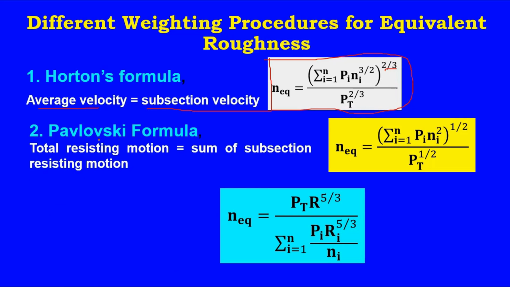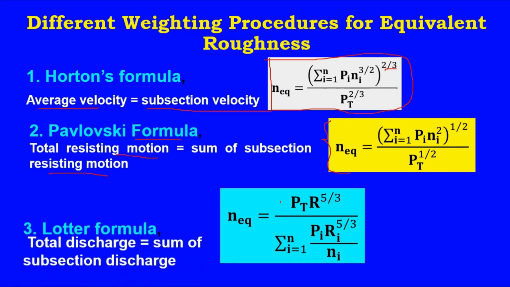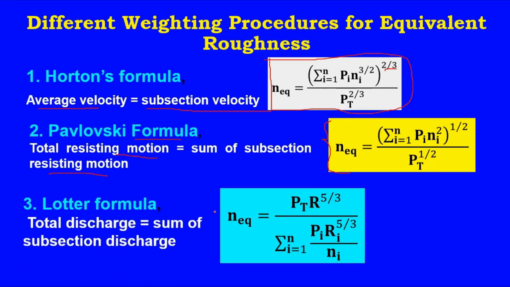Then the second one is the Pavlovsky formula. This is total resisting motion equal to the sum of subsection resisting motion. So you will use this equation for equivalent roughness, the summation of pi ni square, the whole to the power of half, or square root, over the total perimeter, to the power of half. And the third method is the Lothar formula. Total discharge is equal to the sum of subsection discharge. So you will have this equation again for the third formula to compute equivalent roughness.